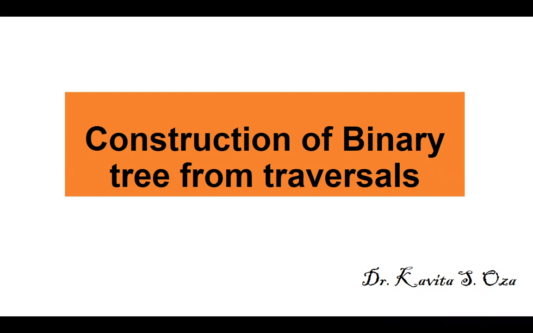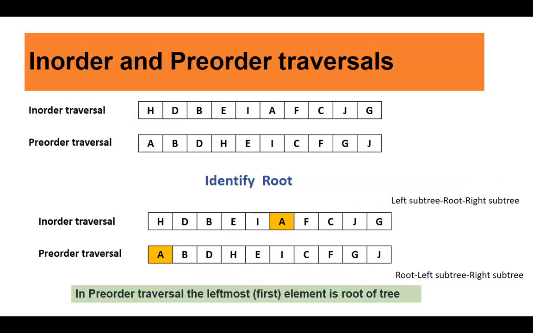Now we already know the three types of traversals associated with trees: in-order traversal, pre-order traversal, and post-order traversal, right? So let us see how we can construct a tree, that is reverse engineering in fact. Let us start with in-order and pre-order traversal. If you are given in-order and pre-order traversal, how do we create a binary tree? This is the in-order traversal and this is the pre-order traversal.